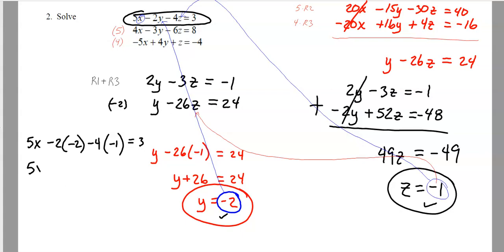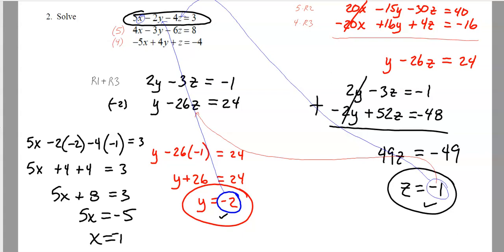So we have 5x, that's plus 4, plus 4, equals 3. So that's 5x plus 8 equals 3. Again, I got nervous because I thought an 11 was going to shake out, but it actually turns into a negative 5, which is beautiful. Awesome. X equals negative 1.